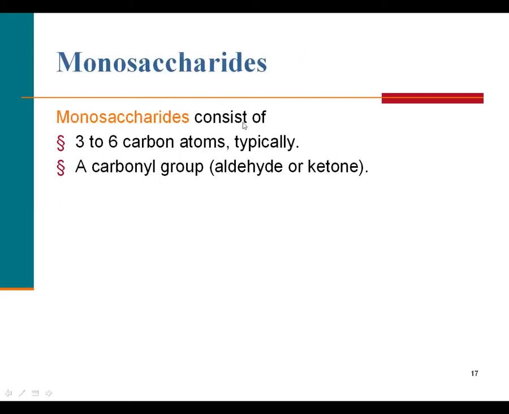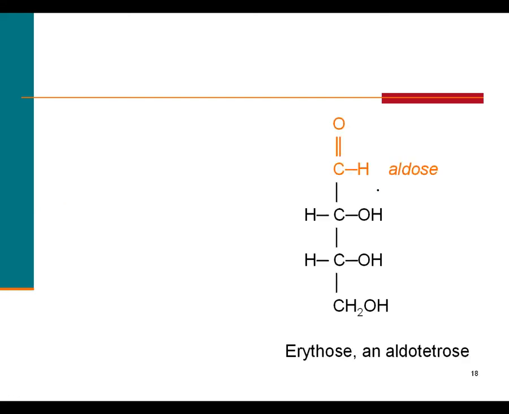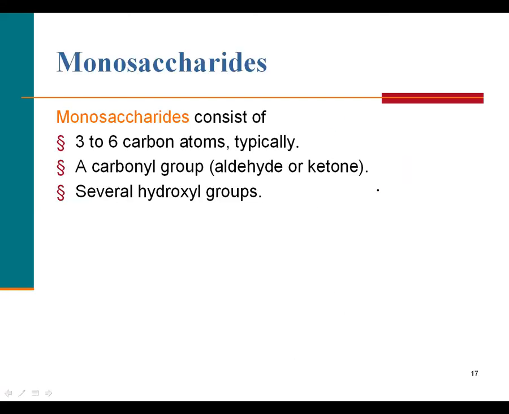So let's start off by talking about monosaccharides. And monosaccharides typically are from 3 to 6 carbons. And again, we oftentimes will draw these like this, where we have those intersections that are occurring.